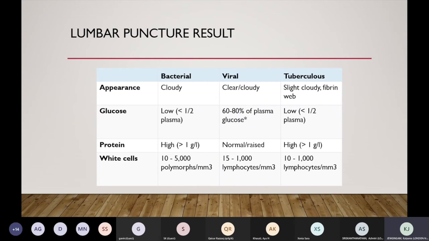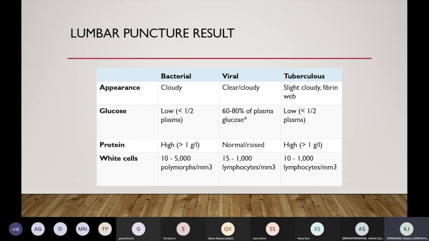Coming to glucose, I usually remember it as, if you have a bug, a bacteria in the CSF fluid, it wants to use all your glucose so that the brain doesn't have it, because bacteria is bad. So the glucose will be used up by the bacteria, and as a result, the glucose level in the CSF is low, and that's what you see in bacterial infection. Whereas in viral, usually it's 60 to 80% of the plasma glucose.